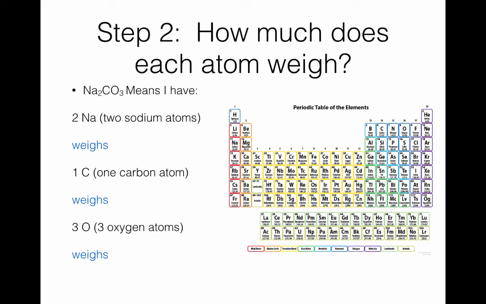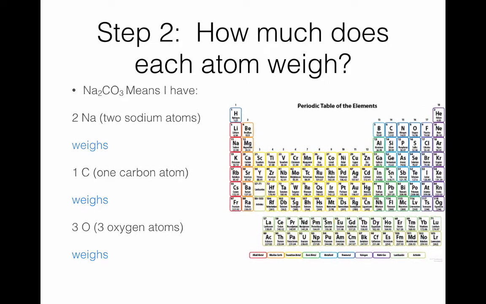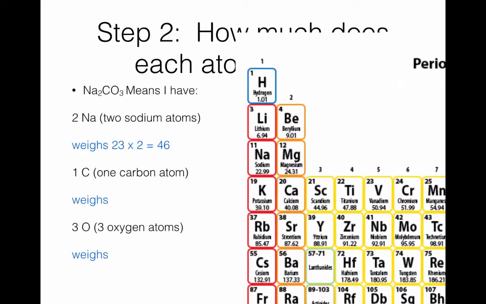So now, step 2, I want to figure out how much each of my atoms weighs in my molecule of interest. So how am I going to do that? Well, I go to my handy dandy periodic table, and it's going to tell me all the weights of my various elements. So first I'll start with my 2 sodium atoms. If I look on the periodic table, I can find sodium right there, and boom, the weight is right there at the bottom, and it's 22.99. Let's round that to 23.